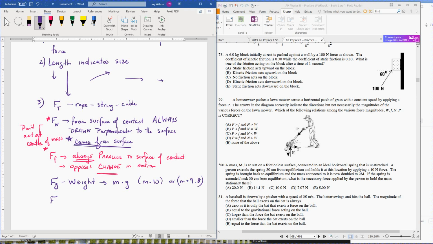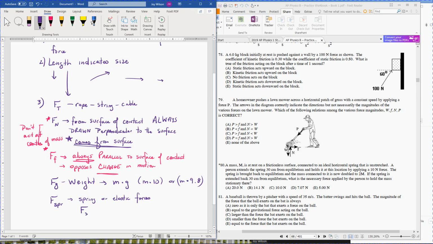Then we also have force electric, which we don't do in this class, but we do in physics 2. We have force magnetic, which we do not do in this class, but we do in physics 2. And then we have elastic or spring force. Spring or elastic forces, where the object returns to its normal size and shape, or it compresses and then expands back to its normal shape. So force spring or elastic forces.